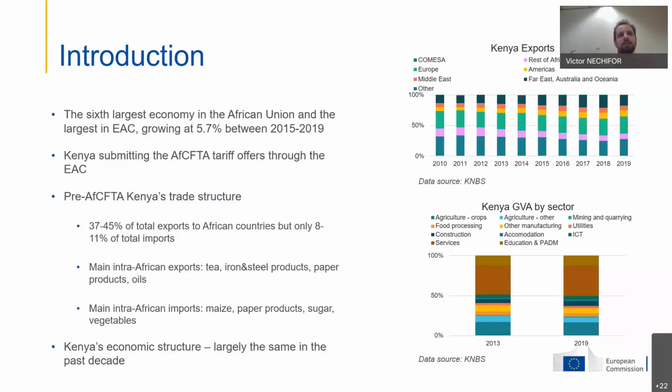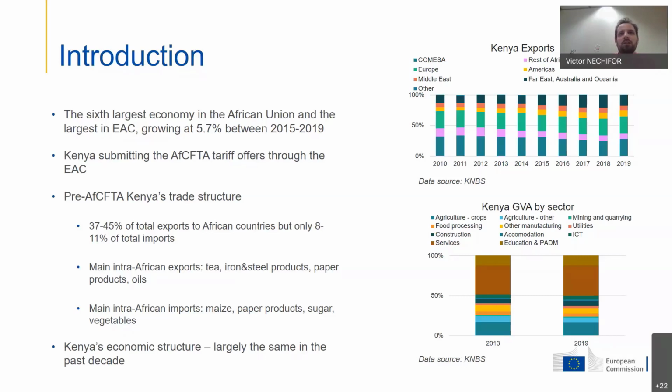To talk a little bit about Kenya, it's the 6th largest economy in the African Union. It's been experiencing a strong and steady growth in the past decade. Despite this, its economic structure hasn't really changed that much. In the bottom right graph, you can see that the GVA allocation by sector hasn't really changed significantly.